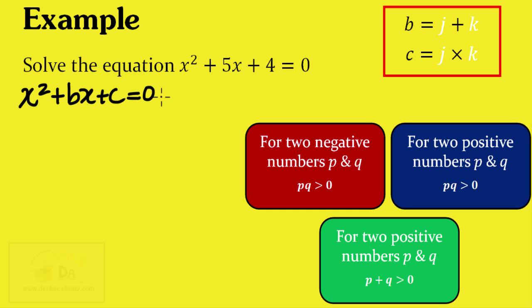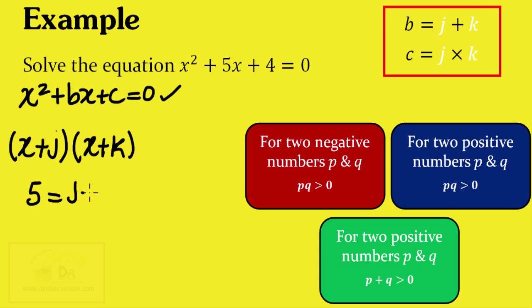And once this is satisfied, we can proceed to rewriting this equation in the form x plus j times x plus k, where j and k are such that the sum of j and k is b and the product of j and k is c. So b, which is 5, the coefficient of x, is equal to j plus k, and c, which is 4, is equal to the product of j and k. So now we need to determine a value for j and a value for k that meets these 2 conditions. I'm going to call this equation 1 and this equation 2.